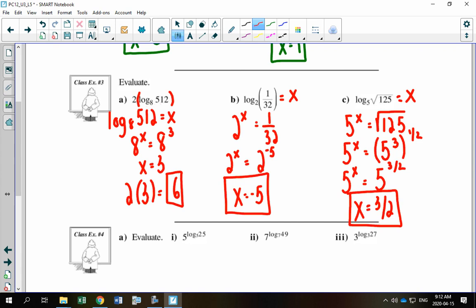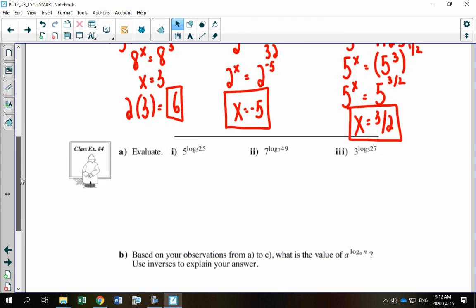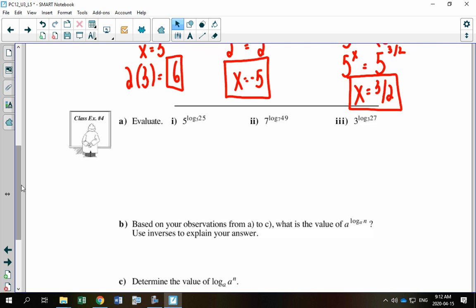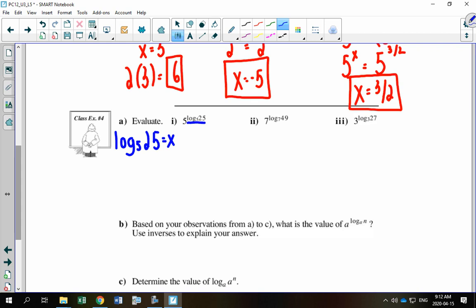Okay, good. Let's try number 4. Noticing that this time we have a base being raised to a log. So let's just work with this little log here again, evaluating. So log 5, 25 equal to x. 5 to the power of x. 25 will be 5 to the power of 2, which means x is 2.